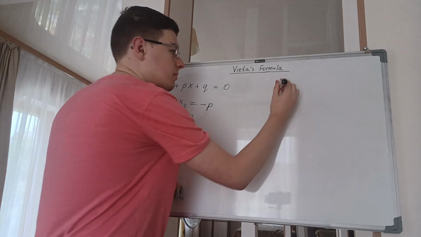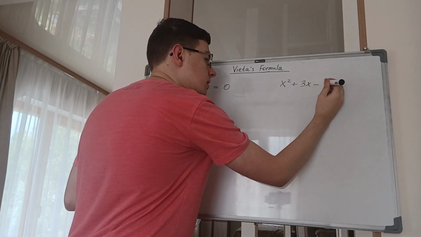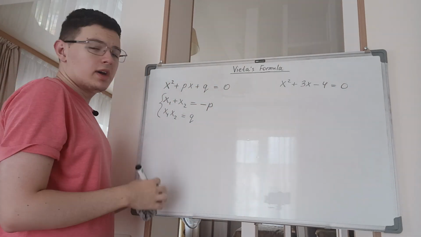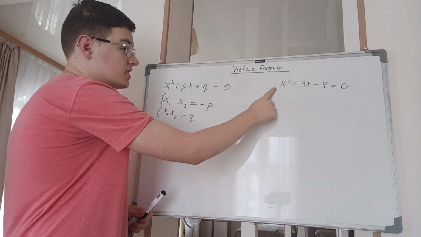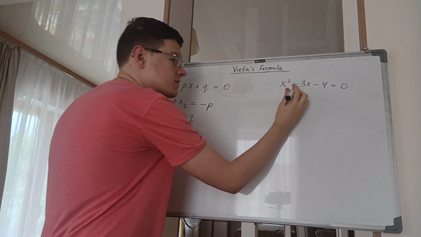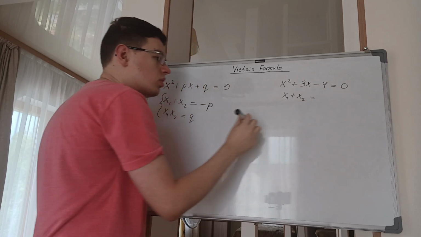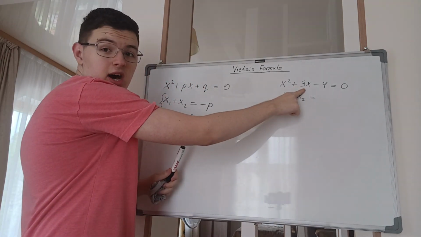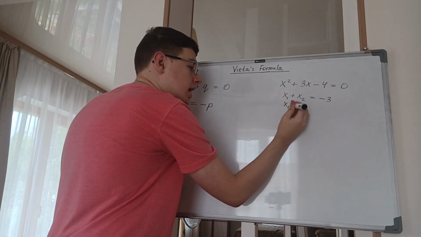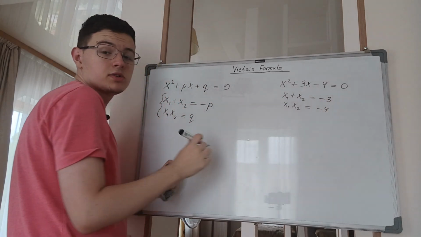So let's analyze an example. So we have x squared plus 3 times x minus 4 equals 0. Is Vieta's formula applicable here? Yes, since the coefficient that stands next to x squared equals 1. So, according to Vieta's formula, the sum of the roots of this equation should equal the coefficient that stands next to x, however with the opposite sign, so minus 3 here. And if we multiply these roots, we should receive minus 4, this constant term.